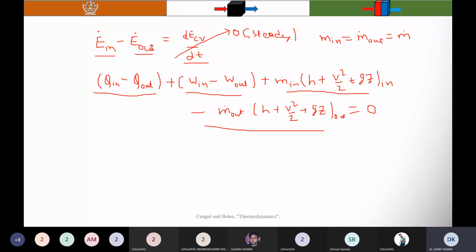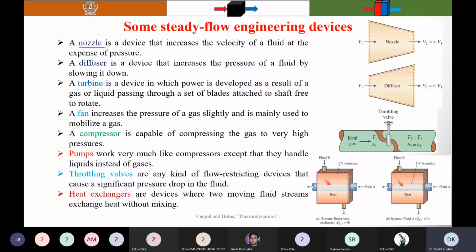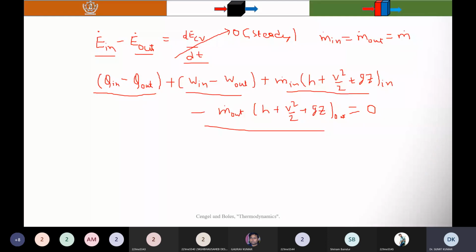For example, in the last lectures I discussed the nozzle. You know that a nozzle is a device that increases the velocity of fluid at the expense of pressure. Here you can say that there is no heat transfer between the nozzle and the surroundings, so this term becomes 0. And the nozzle is not producing any work, so this term becomes 0. Then you can assume that the potential energy is the same, Z1 equal to Z2, so these terms you can neglect.